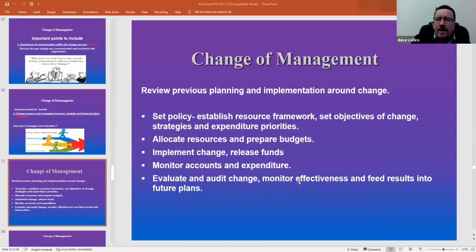Review previous planning and implementation around change, right? Set policy, establish resource framework, set objectives of change, strategies, and expenditure priorities, allocate resources and prepare budgets, implement change, release funds, monitor accounts and expenditure, evaluate the audit change, monitor the effectiveness, and feed results into future plans.